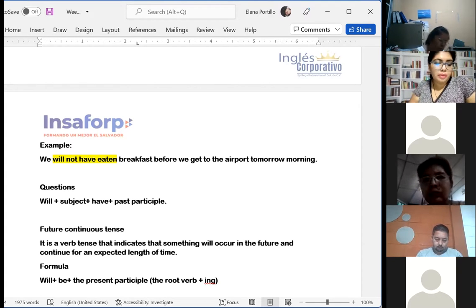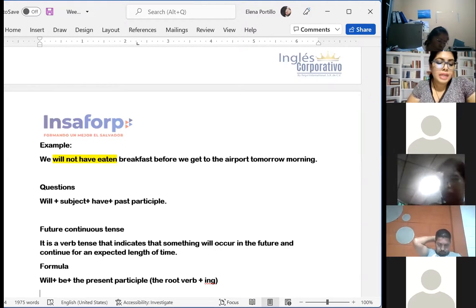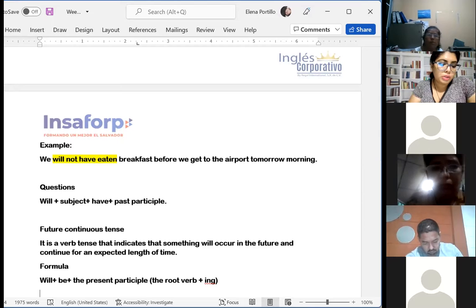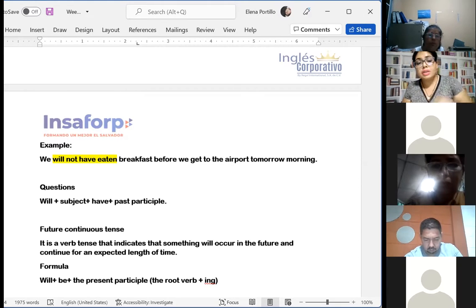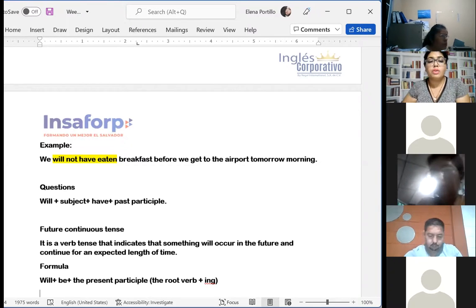It says the simple future tense is a verb tense that is used when an action is expected to occur in the future and be completed. But in this case, we are going to use this future continuous tense to talk about or to indicate that something will occur in the future and continue for an expected length of time. So, this is something that we are going to indicate. Que algo va a ocurrir en el futuro, pero va a continuar por un periodo de tiempo.